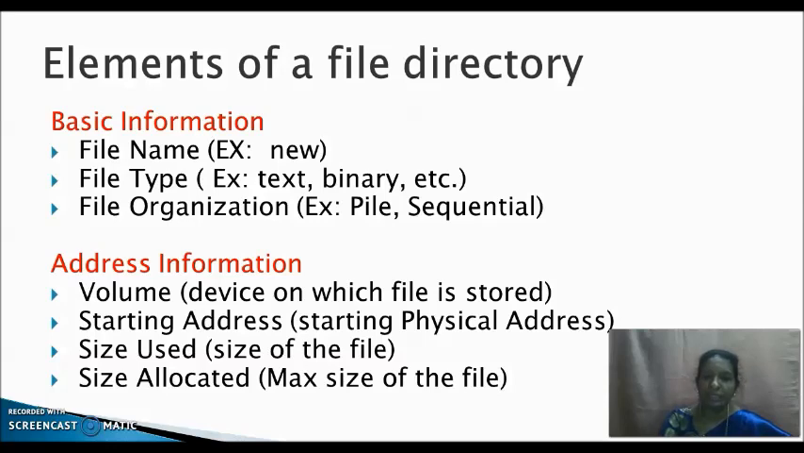Address information. It consists of volume, starting address, size used, and size allocated. Volume. Device on which the file is stored is known as volume. For example, whether the file is stored in hard disk or it's stored in the pen drive, etc. It is mentioned here in the volume. Starting address. The physical address of the file is stored in this starting address. Size used. Size of the file. For example, 1 MB, 2 MB, etc. Size allocated. Maximum size of the file.